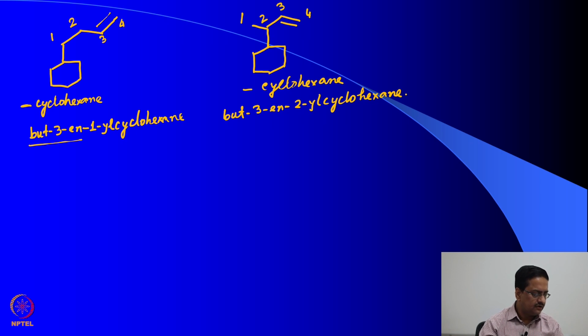Then let us try to draw a different molecule where we will have a double bond and also a hydroxyl group present.